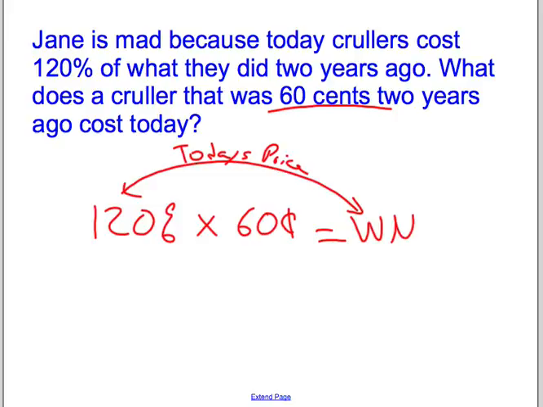So we take the 120%, which is 1.2 times 60 cents. I'm going to write that as 0.60. 12 times 6 is 72. Is that $7.20? No, 72 cents. 72 cents would be the cost of one cruller today. So the first event in time helped us to identify where to put 60 cents in relationship to the other one, your is. Not too bad.